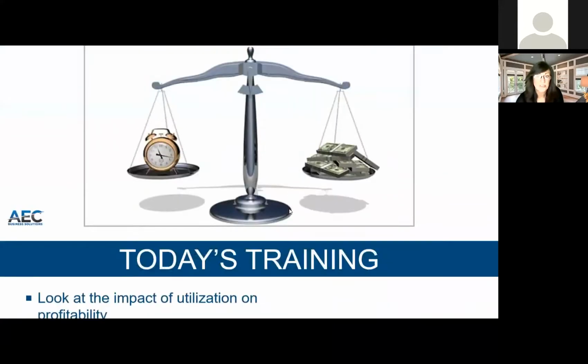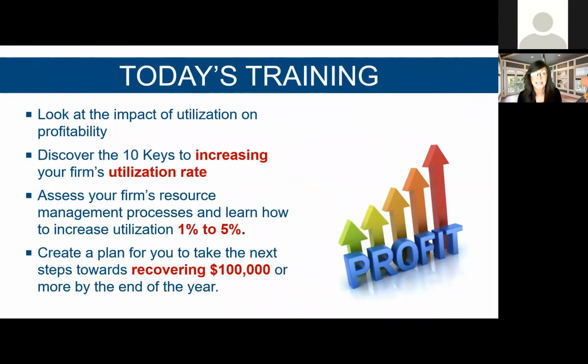So I like to set goals for every training that I do. And so the first thing I want to get across is really looking at the impact of your company on utilization. How does it impact your profitability? And hopefully you all know those numbers. If you don't know those numbers, you'll be able to calculate those numbers by the end of this session.